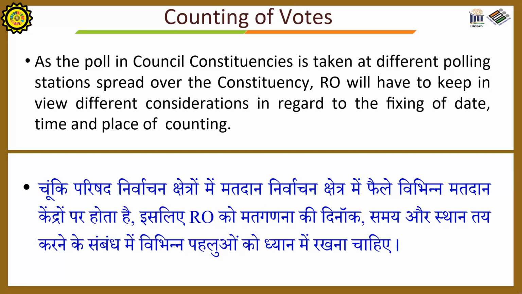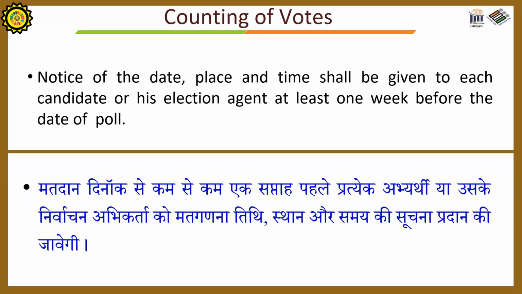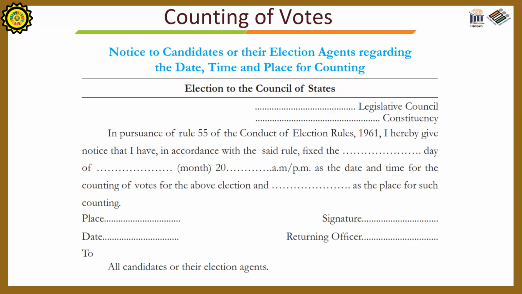As the poll in council constituencies is taken at different polling stations spread over the constituency, the returning officer will have to keep in view different considerations in regard to the fixing of date, time and place of counting. Notice of the date, place and time shall be given to each candidate or their election agent at least 1 week before the date of poll. The format of notice is shown on the screen.